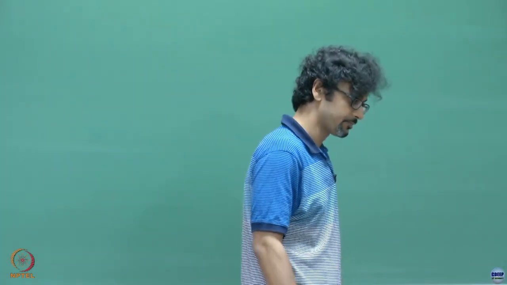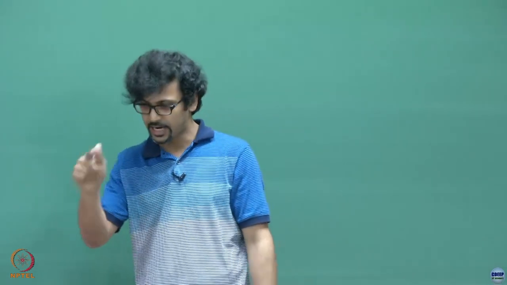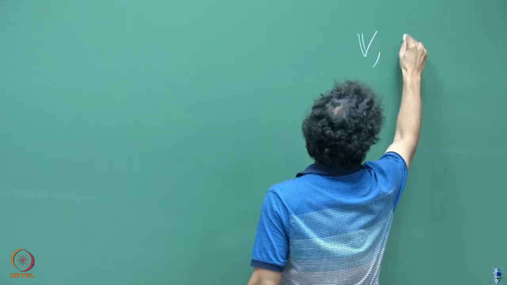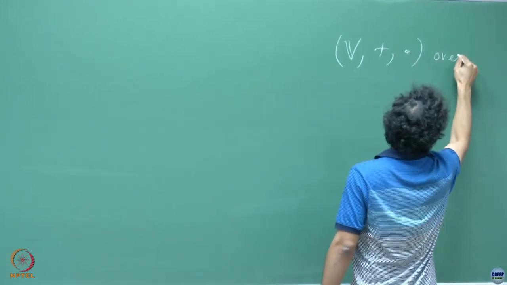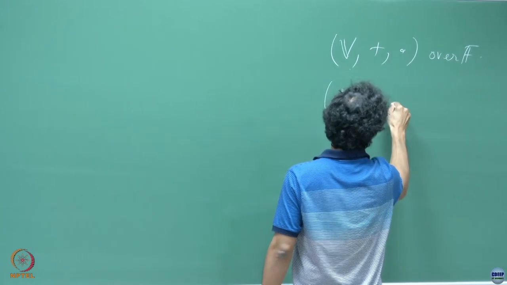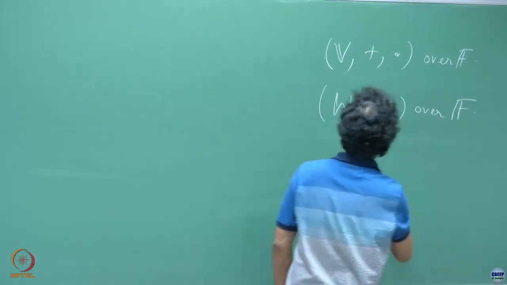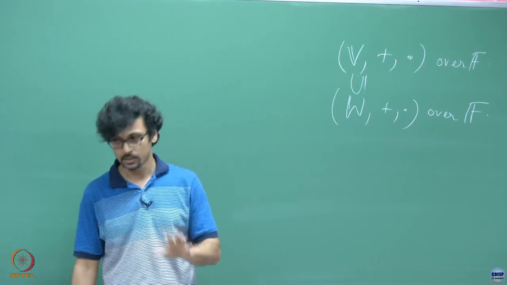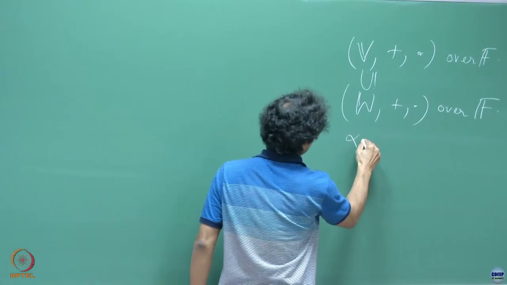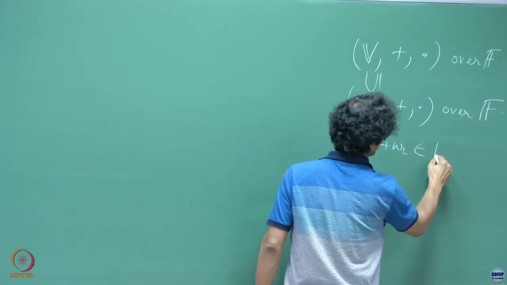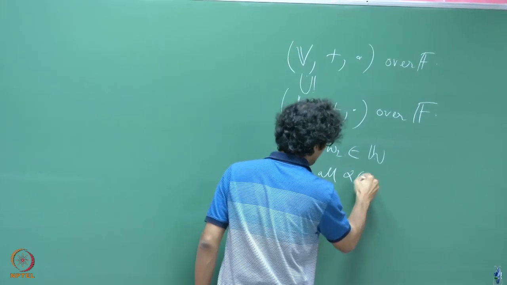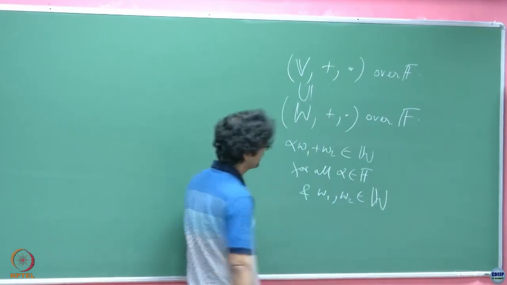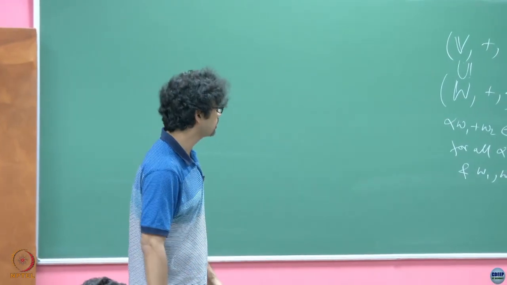But the very important point, which I'm not sure got highlighted enough, is that even before you check alpha V1 plus V2, you should always check that it's a subset after all. If I give you this V with this structure over F, and I give you this W, the first check would obviously be this inclusion, the fact that this W is after all a subset of V, otherwise none of it makes any sense whatsoever. That is a very crucial check. After that, you of course check whether alpha W1 plus W2 belongs to W for all alpha in F and W1, W2 in W, all right?